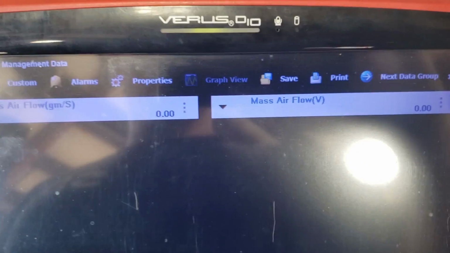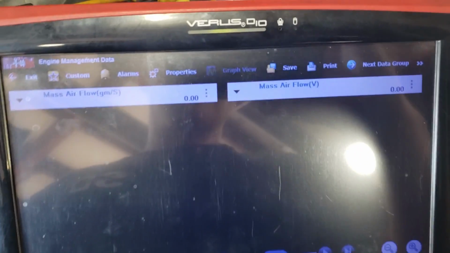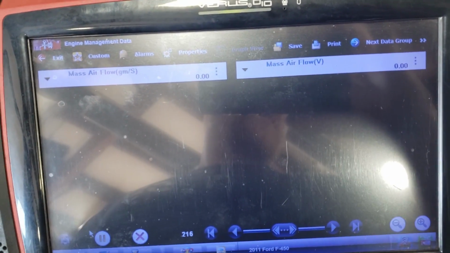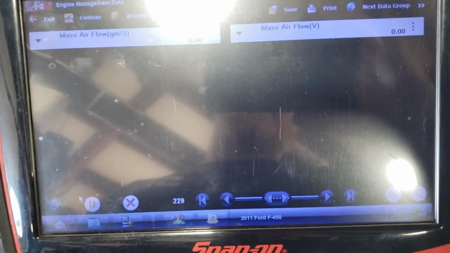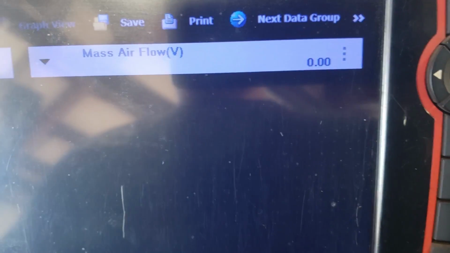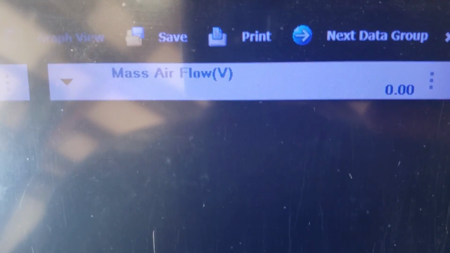Start this back up for me one more time. Some stuff, man. And we are positive we identified this vehicle right? 2011. I mean, it's self-identified too, right? Yeah. So, yeah.